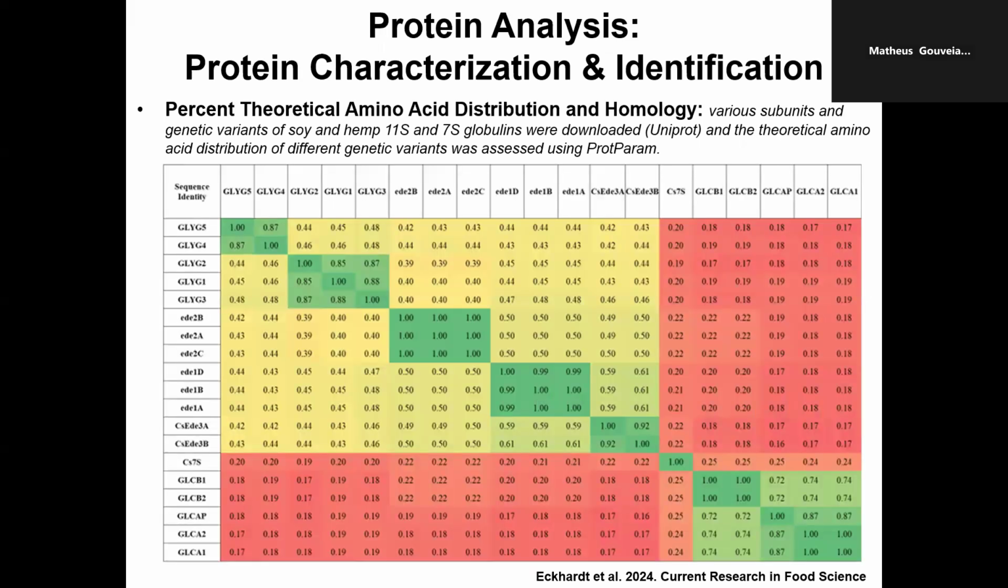And we used the theoretical data to compare edestin to glycinin, which is 11S in soy, to see how close the structure of the different edestins from hemp is compared to glycinin 11S. So that was cool, it helped us in explaining the data and the observation and functionality. Go read the paper if you're interested.